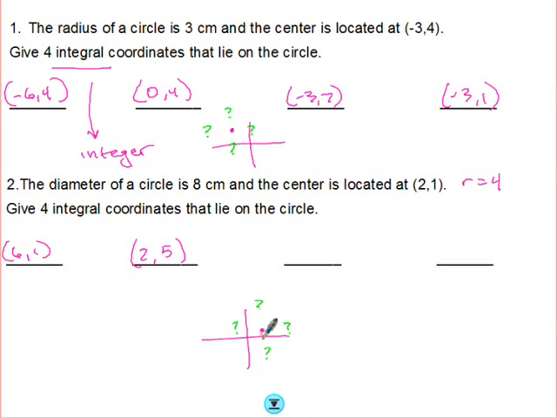If I'm at 2, 1, and I go left 4, that takes me from 2 to negative 2, so that's negative 2, 1. And if I'm at 2, 1, and I go down 4, that would be at 2, negative 3. This has been an amazing time for me. I really enjoyed it. I like circles.